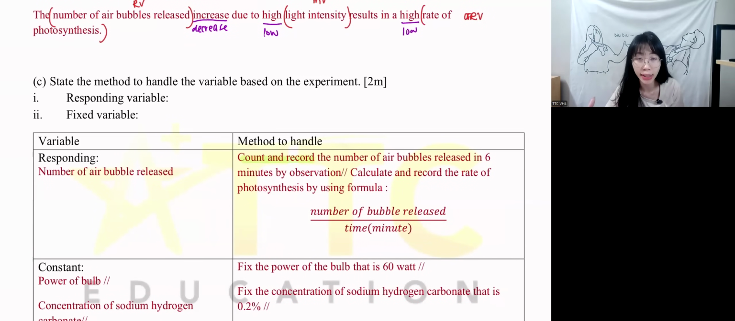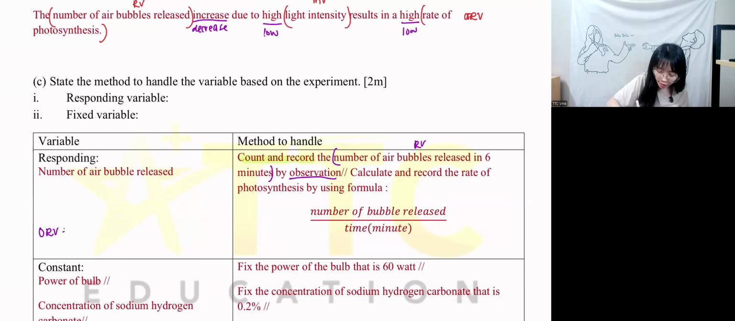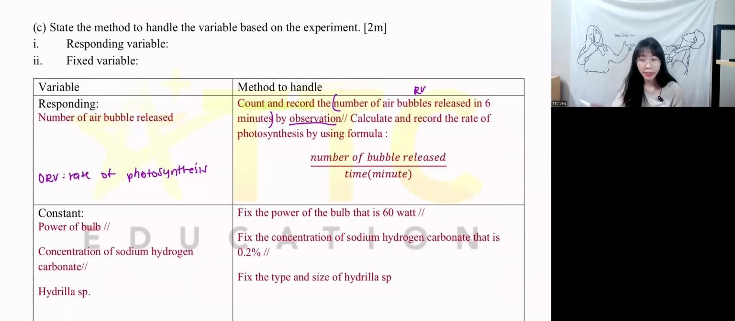Observation, because we have no apparatus here. When there is apparatus, we have to write apparatus, but this one has no apparatus. So count and record is the keyword. Count and record your RV, the number of air bubble release in 6 minutes by using the apparatus. If you don't want to write this, you can write rate of photosynthesis as your ORV. If it's rate of photosynthesis, we have to write calculate and record because we have a formula. You need to write the formula if you want to write rate of photosynthesis.